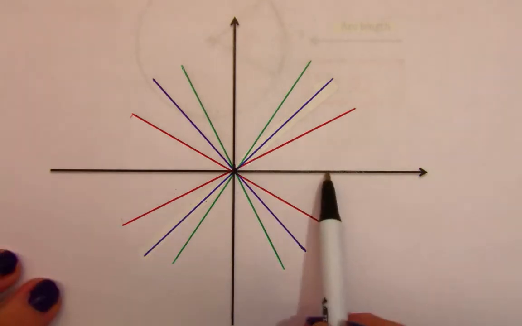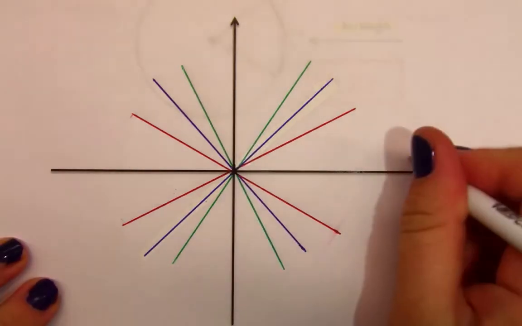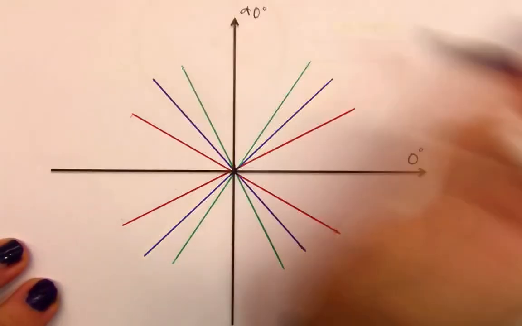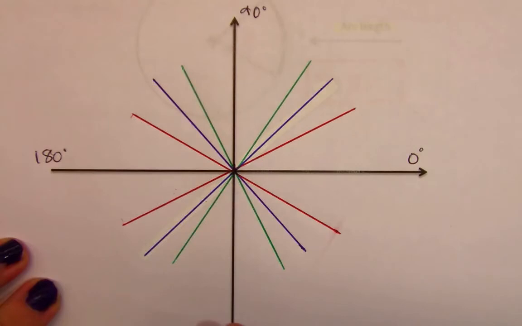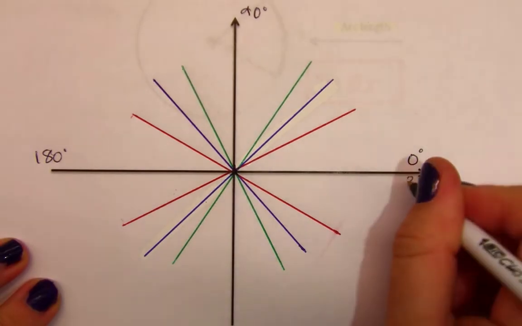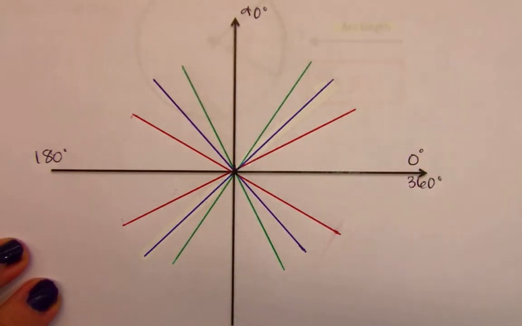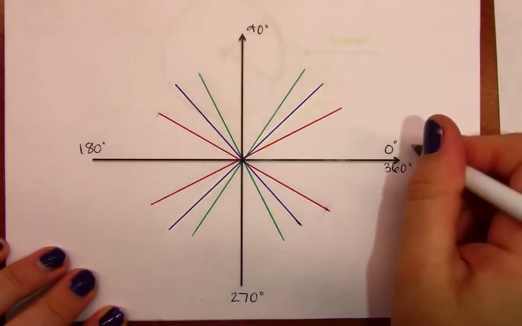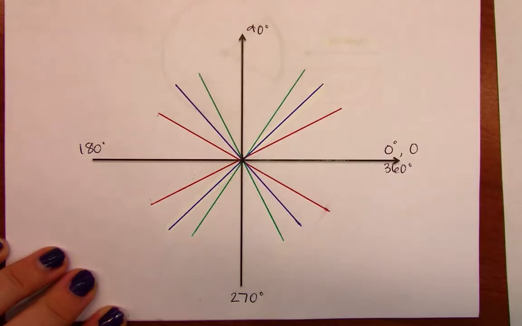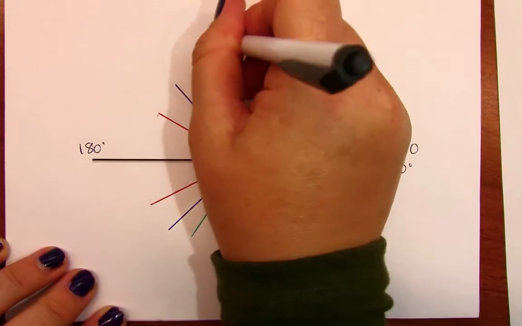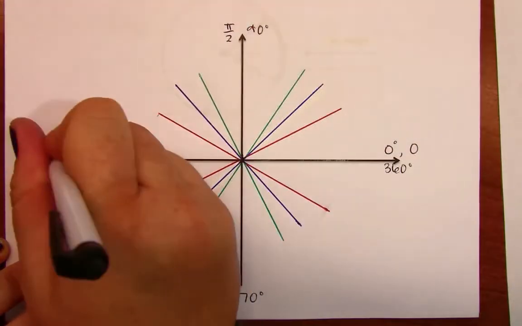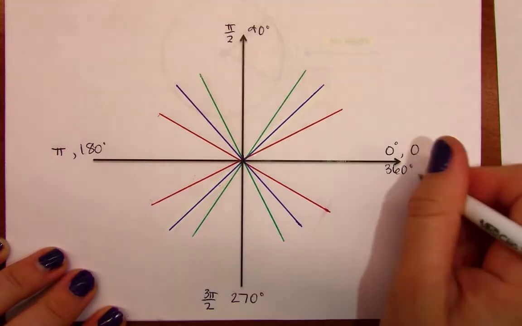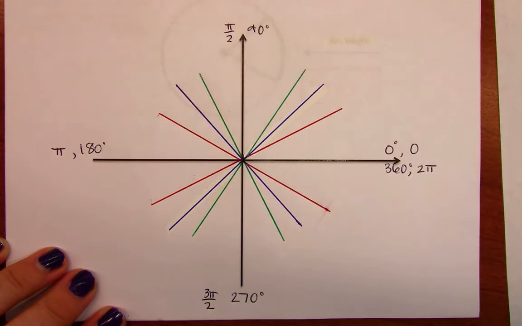If I'm looking at these black lines here first, we're starting at 0 degrees, and then we have 90 degrees, 180 degrees, and 270 degrees, and then back at 360 is landing at the same spot as 0. Now we can also write these in terms of radians. So 0 radians, and pi over 2 for 90 degrees. This would be pi, and this would be 3 pi over 2, and then 360 would be 2 pi.